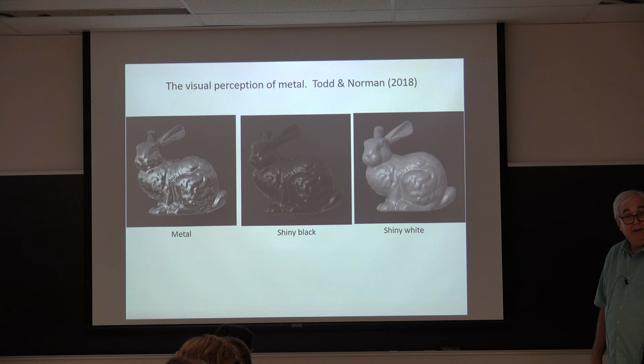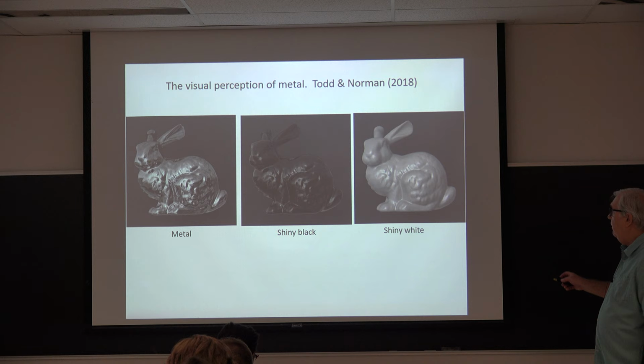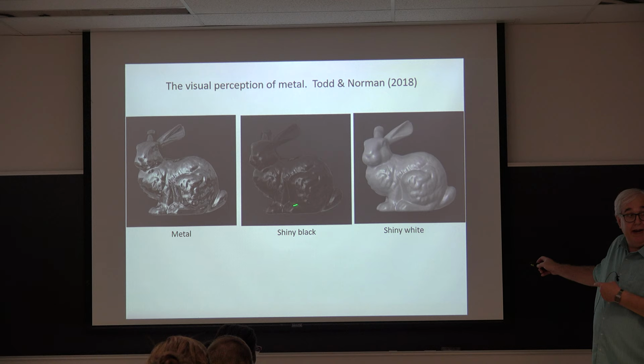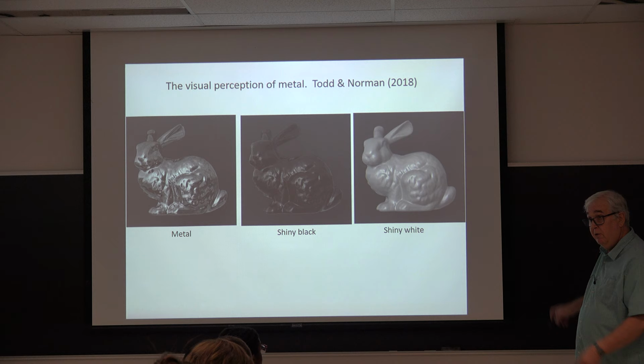Now, the interesting thing here is that I've got three different types of materials that all look shiny. So this one, do you agree, looks like a metal? This one looks like a shiny black surface. This one looks like a shiny white surface. All right, now the question is, how do we tell them apart?